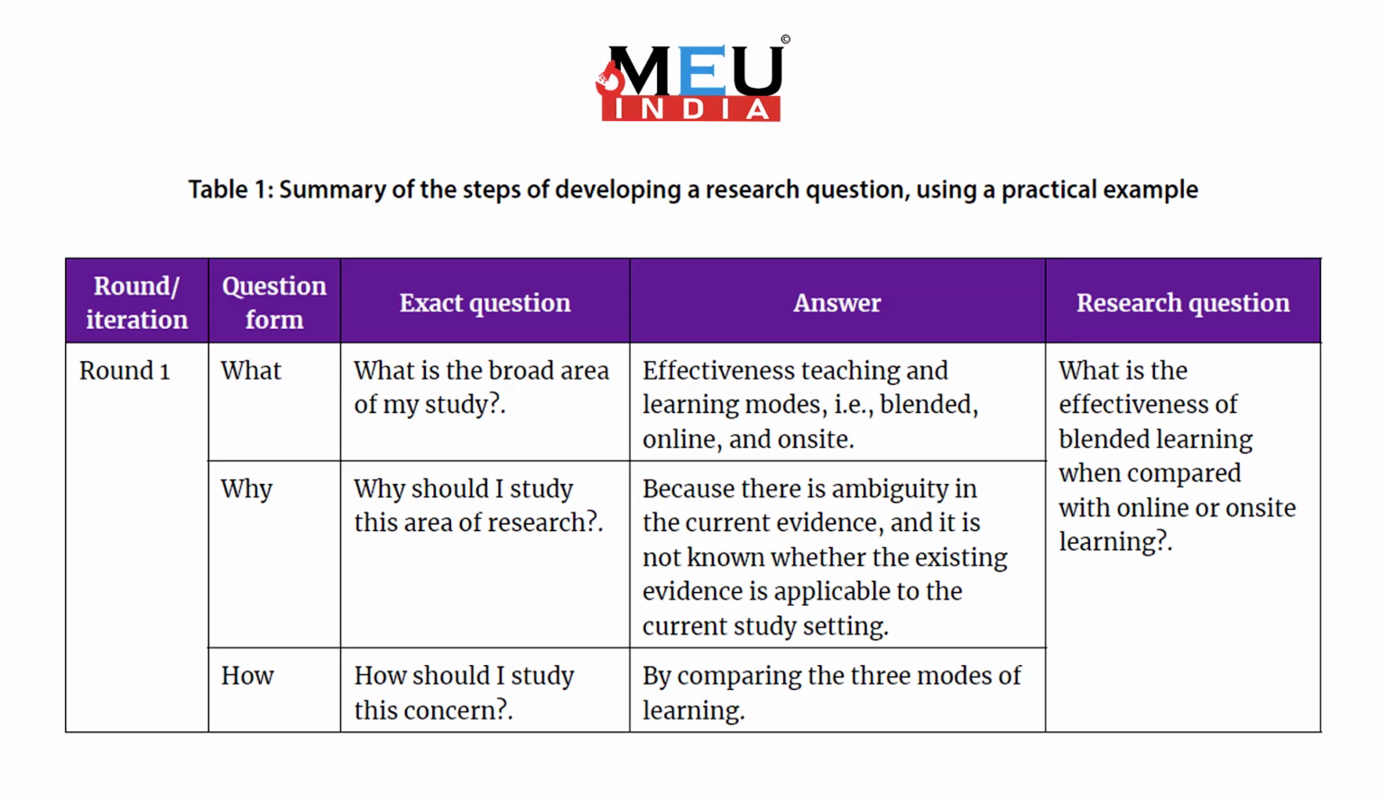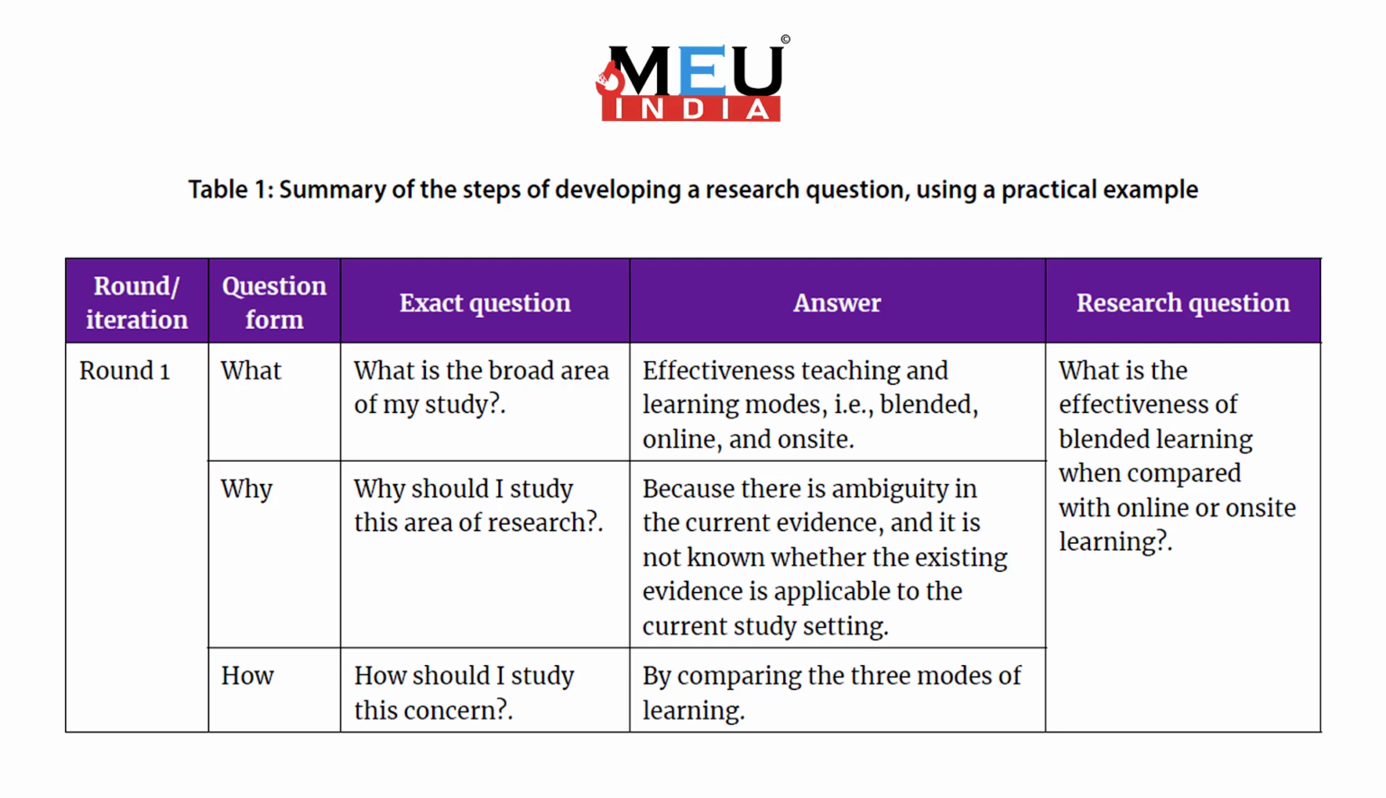Table 1, Summary of the steps of developing a research question using a practical example. Round 1, question form. What exact question? What is the broad area of my study? Answer: effectiveness of teaching and learning modes, i.e., blended, online, and on-site. Research question: What is the effectiveness of blended learning when compared with online or on-site learning?